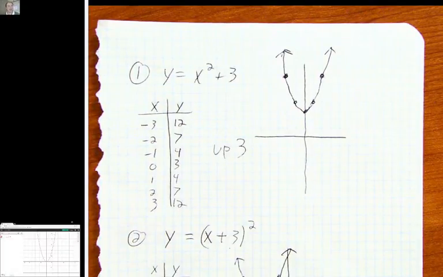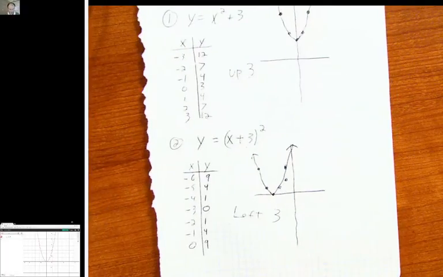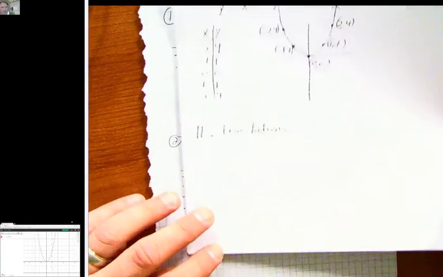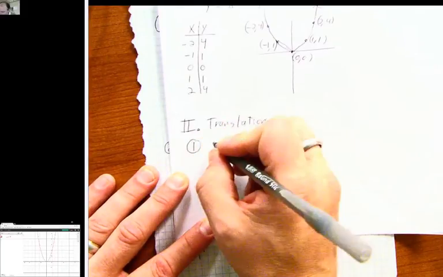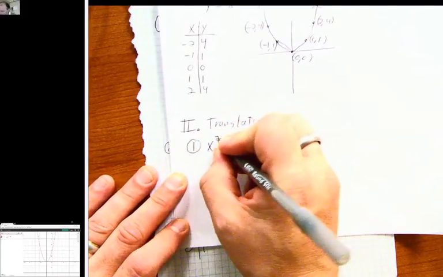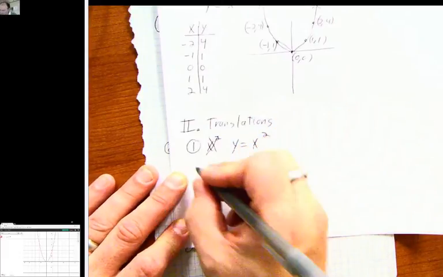There's got to be a faster way to do this, right, everybody? There has got to be a faster way than graphing all these equations by hand, and there is. I want to do a lot more translations, but I want to look at all these translations quickly. So let's take a look at this. Number 1, I'm just going to graph y equals x squared.